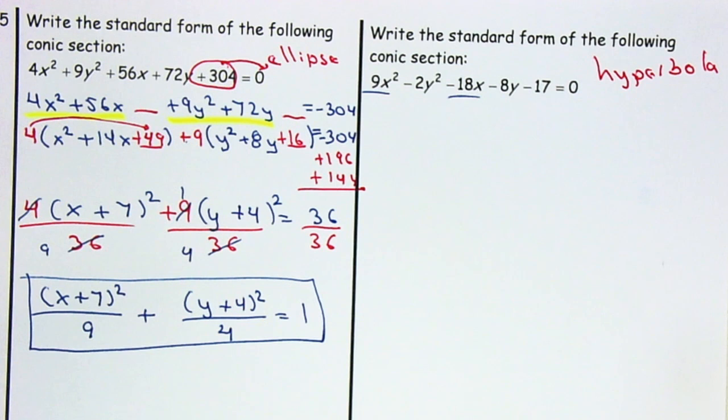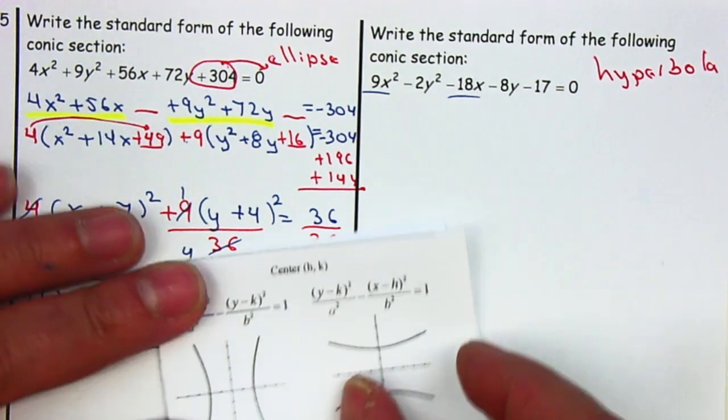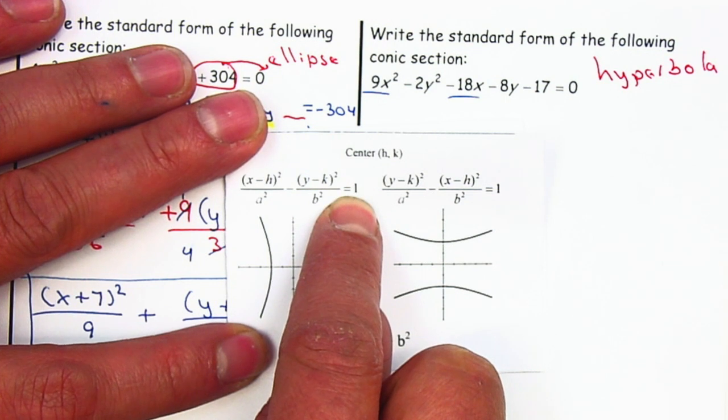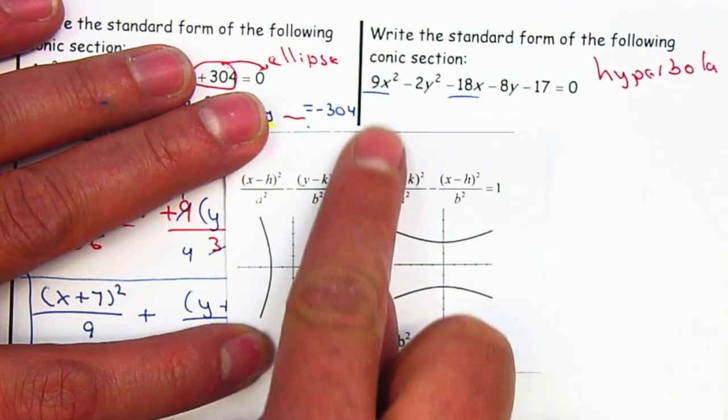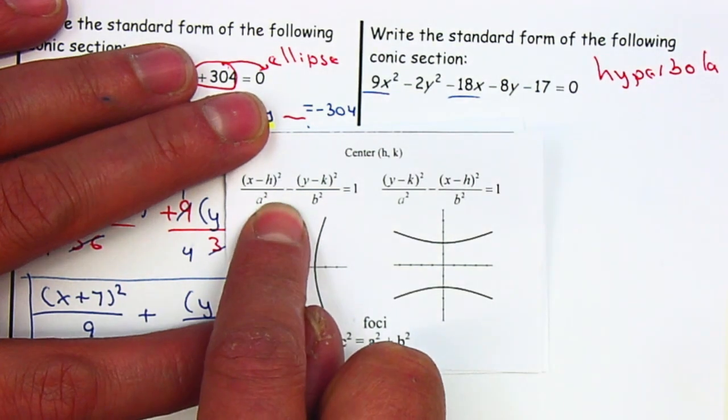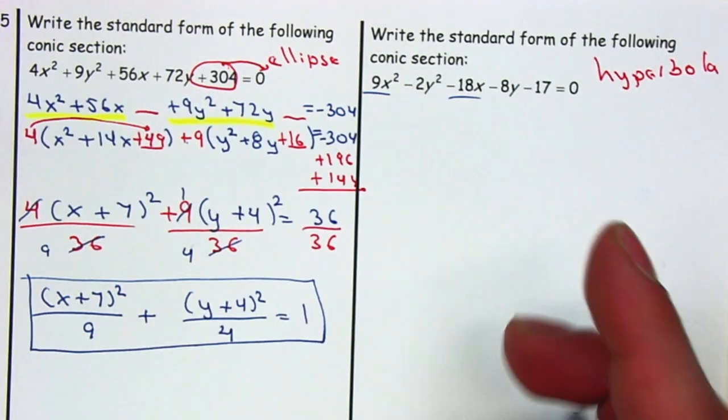Hyperbolas have, this is the standard form of a hyperbola, so we need to be able to make it equal to 1, and there'll be a minus in between just because of the negative here. That'll be negative, so it will be this equation here. But let's go through the process.